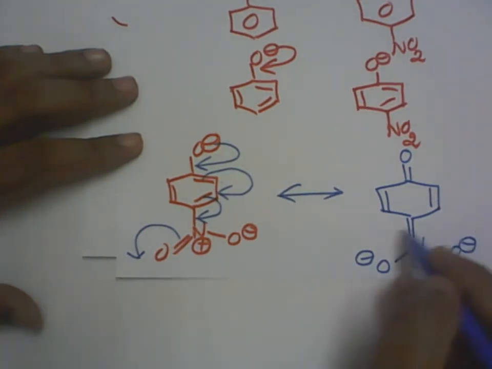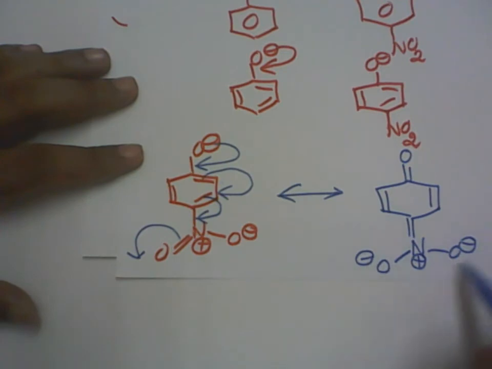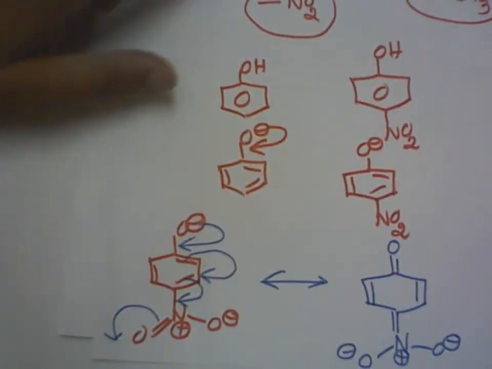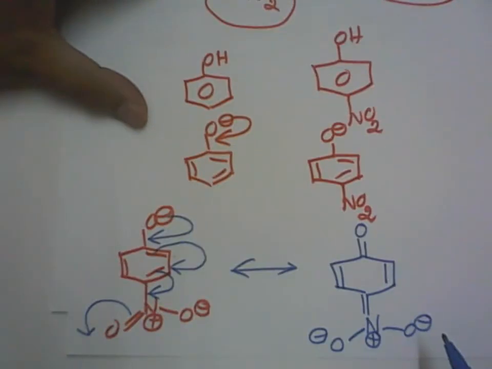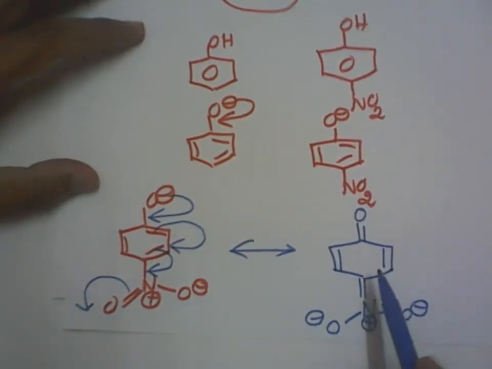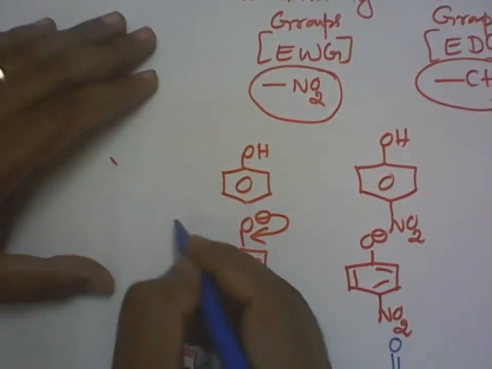Which means nitro also takes part in the stabilization of the phenoxide ion. So that also pulls the electron toward itself. That means remember, whenever electron withdrawing groups are there, they pull the electron towards itself, and phenoxide becomes more stable. Phenoxide becomes more stable. So you have to compare now.